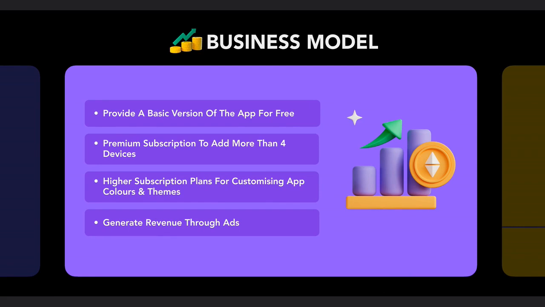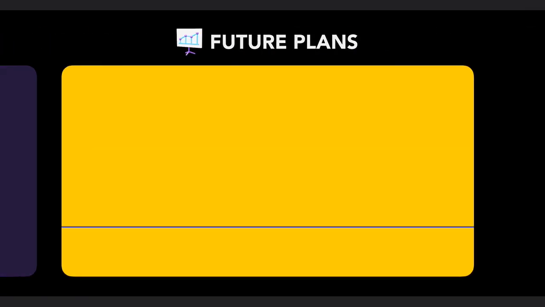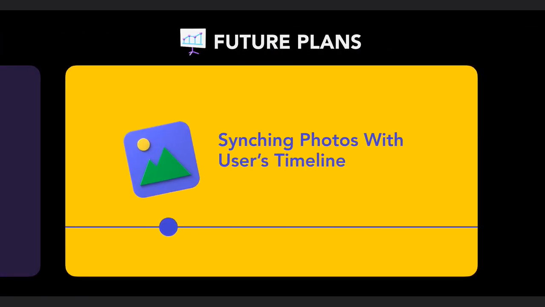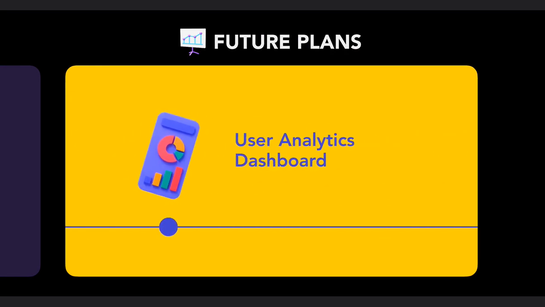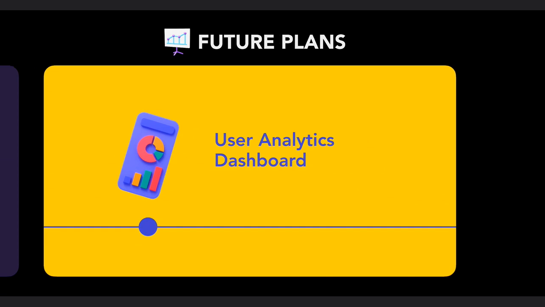Higher subscription packs would include features like customizable app colors and themes and also device locking. We would also generate revenue through ads. Our future enhancements include syncing photos with the user's timeline. This would allow users to view all their visited locations with the photos taken at those locations. Additionally, it will include a user analytics dashboard to display detailed analytics such as time spent on the device, frequency of travel to certain locations, etc.